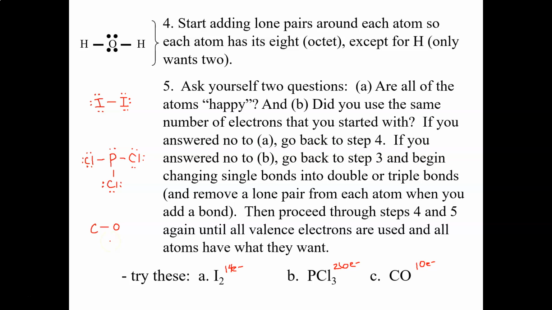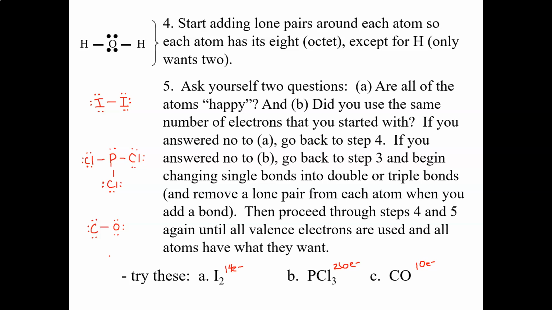Fourth step, put in lone pairs so everybody's happy. So this oxygen needs more lone pairs, so it has 8 total electrons around it. Same thing with the carbon, right? Carbon also wants to have 8, so it needs lone pairs. Okay, at this point, ask yourself the 2 questions. Did we make all the atoms happy? Do they all have the 8 that they want?